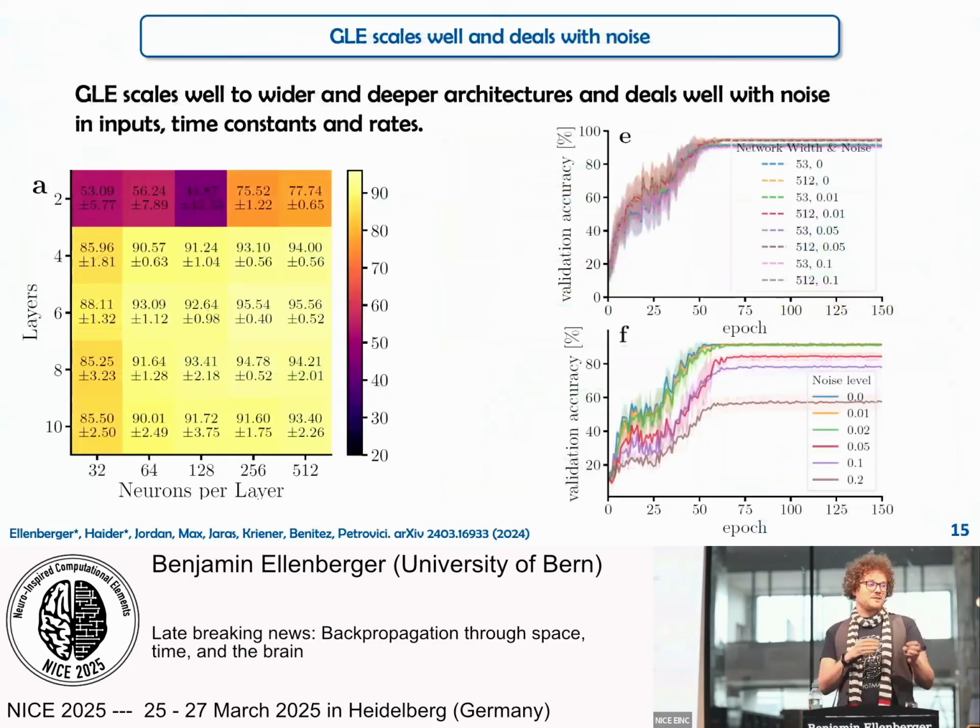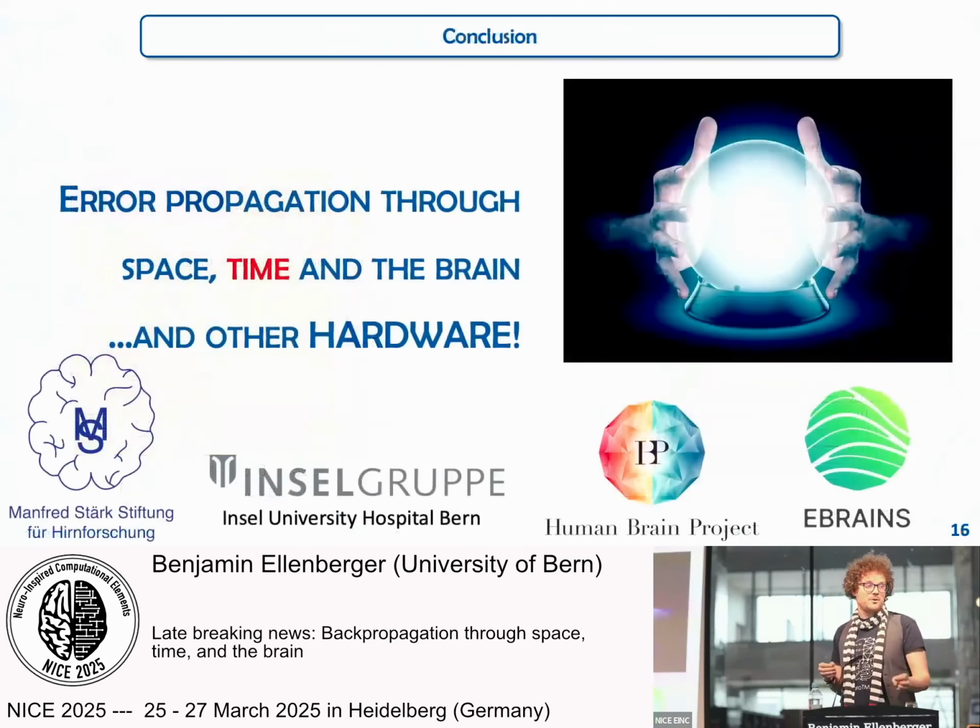And then we also try to find out if we can actually scale to wider and deeper architectures. And we can go to 10 or more layers and more than 512 neurons per layer. And we can also deal well with noise in the input and time constants and the rates. And this brings me back to our title, actually. We can perform error backpropagation through space, time, and we also provide a blueprint for the brain and also other hardware. Thank you very much.